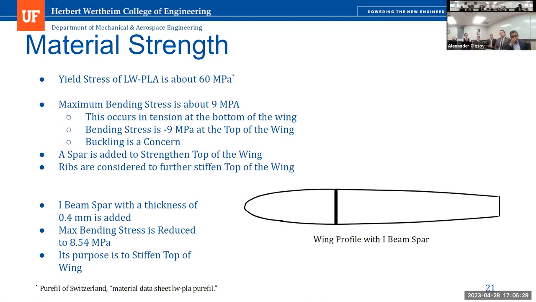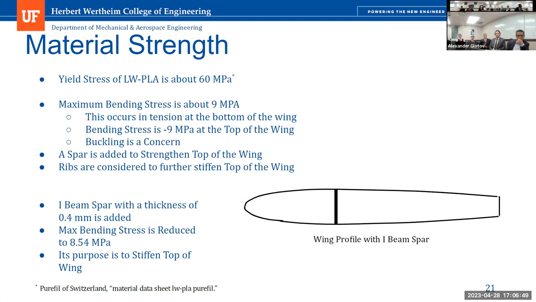I'm not aware of any specific equations for the buckling that we would experience. The top of the wing is not planar. There are some equations for buckling in a plane, but we couldn't use those because there is that curve there.